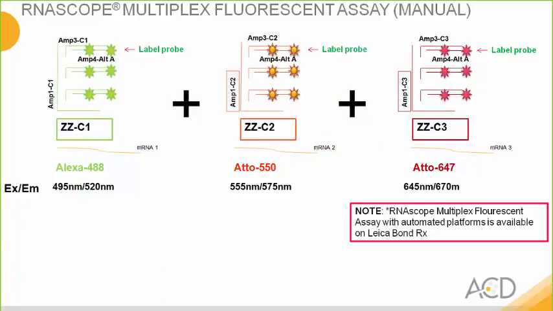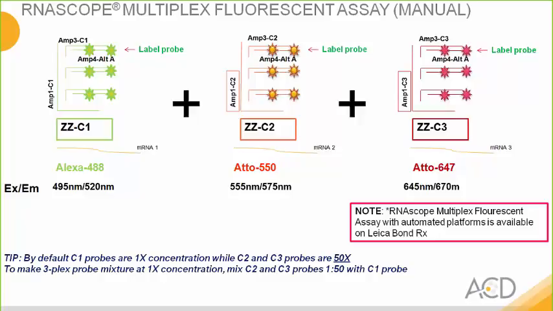Here we have the scheme for the multiplex fluorescent assay. Again, similar to having the double Z bind to your target RNA, the preamplifier and amplifier with the label probe. Here it utilizes fluorescent labeled probes in the form of the Alexa 488, the ATTO 550, or the ATTO 647.